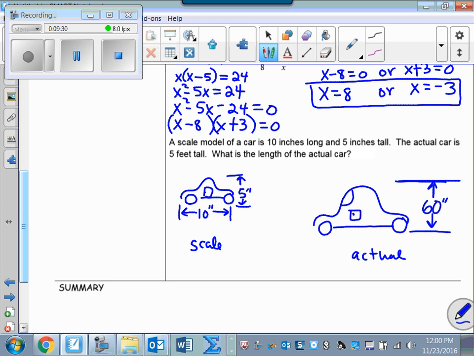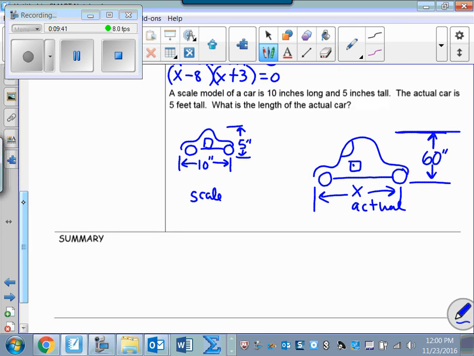And what are we looking for? The length. We're looking for the length. So we're going to call that x. All right, how are we going to figure this out? We're going to use proportions. And I'm going to have to use a little bit of my summary space. Hopefully you'll still have room to write a summary. So how am I going to do this? Well, I got several ways I can do it, but I'm going to take my scale car. I'm going to take the height to the length.